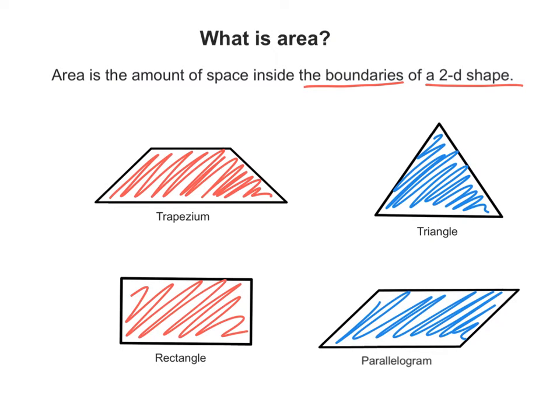Why did I underline the words boundaries and 2D shape? Well, what we mean by boundaries is the space within the edges of the two-dimensional shape. And what we mean by 2D shape is that the shape is flat. It is not a 3D shape. So it's the space within the boundaries of a 2D shape. So it's the internal space.